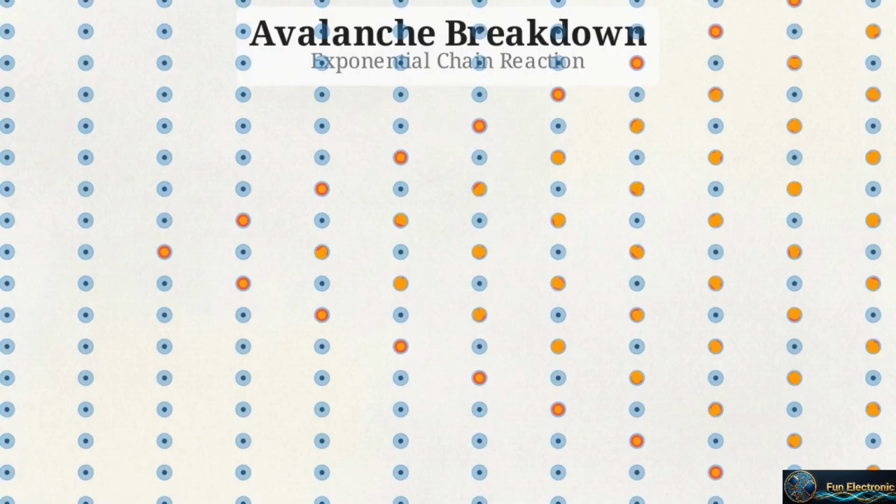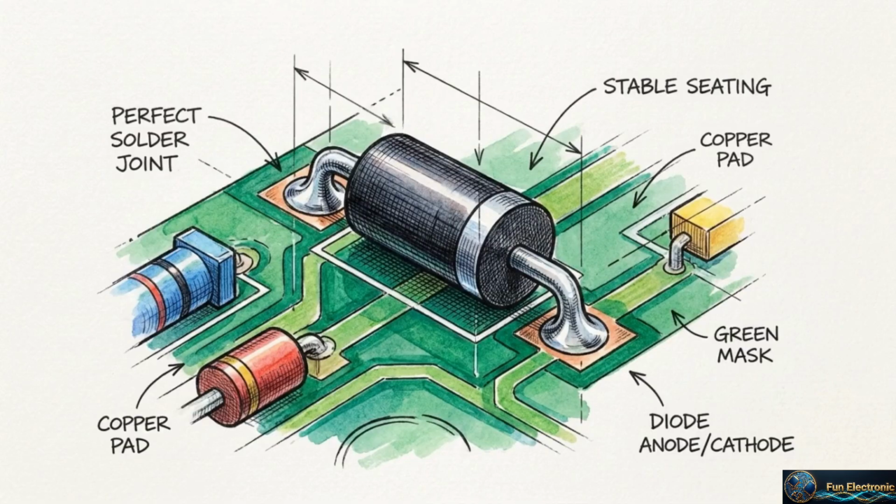In wider junctions, we see avalanche breakdown. Here, accelerated electrons crash into the silicon atoms, knocking other electrons loose in a massive chain reaction. This breakdown is a predictable physics threshold that engineers intentionally exploit to build stable, regulated circuits.